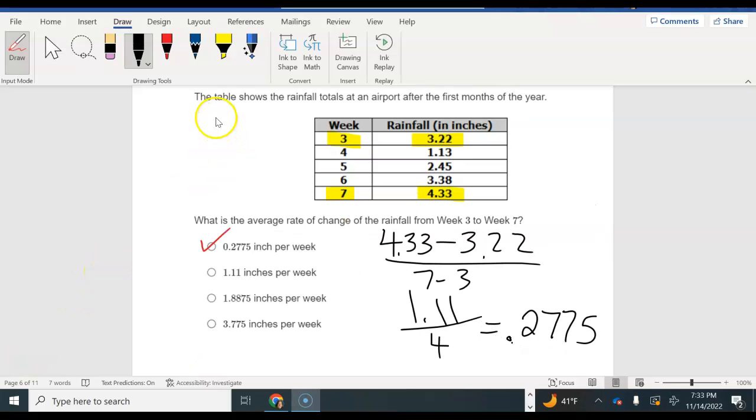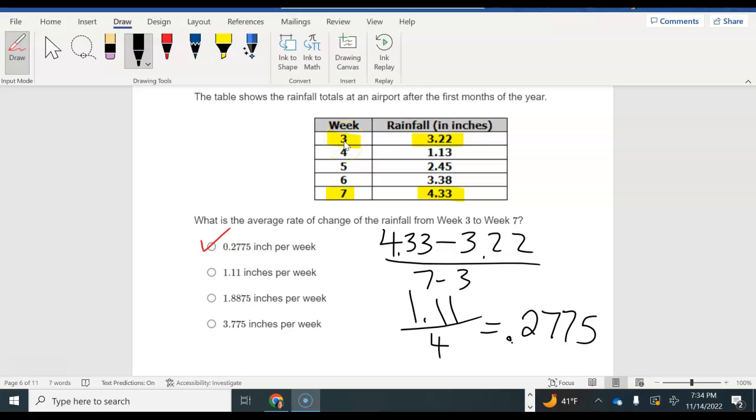All right, this has a table that shows the rainfall totals at the airport after the first month of the year. Here's the weeks, rainfall in inches. What is the average rate of change of rainfall from week 3 to week 7? So average rate of change, again, the exact same thing. So again, you have to know the formula, y2 minus y1 over x2 minus x1. How do I know what to look at? It says week 3 to week 7.